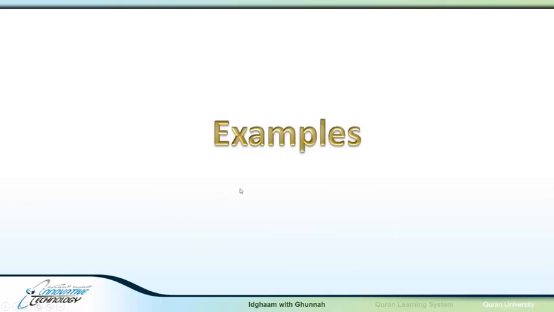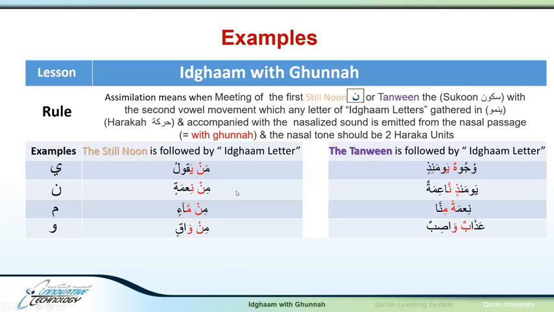Now we'll illustrate what we have just learned by giving examples. And the examples will be given for both still Noon and for the tanween on the right side.